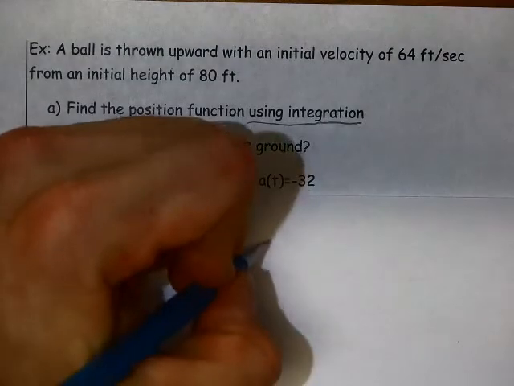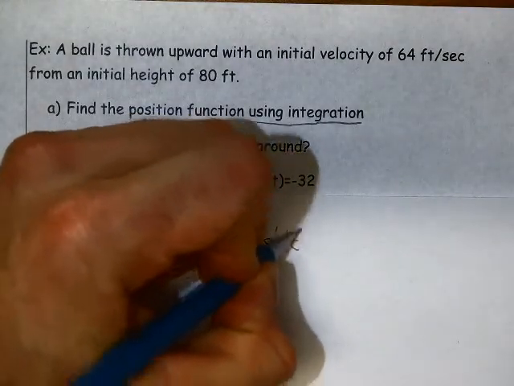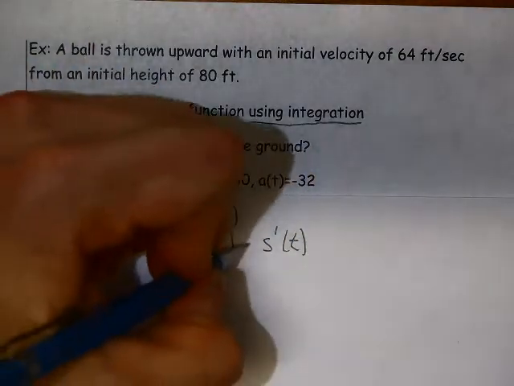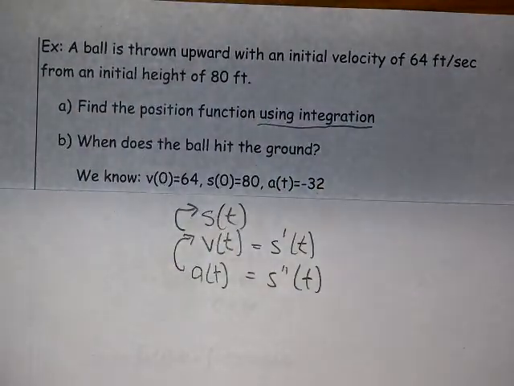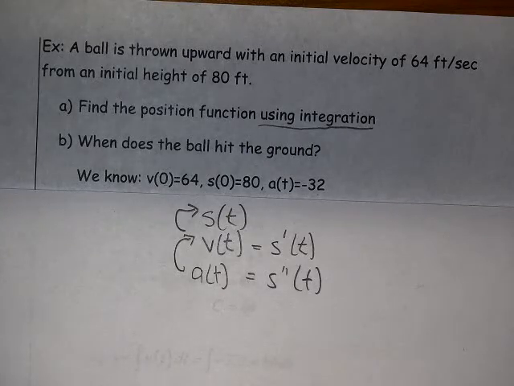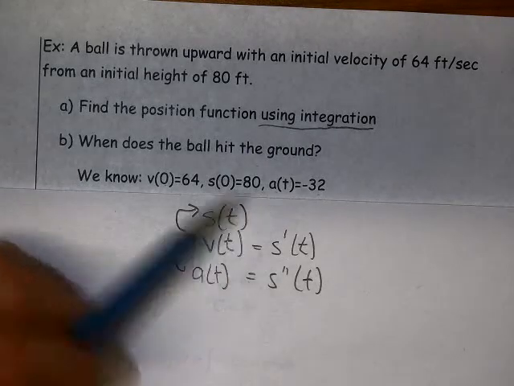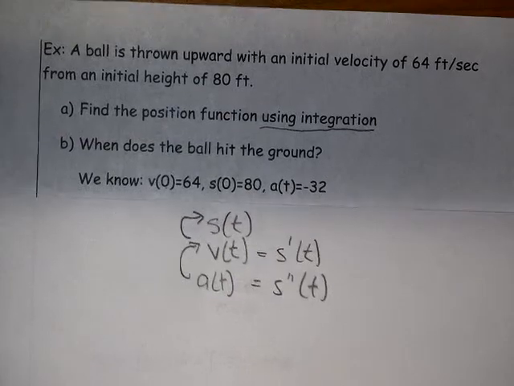Right? We know the velocity is really the first derivative of the position, and acceleration is really the second derivative of the position. So it's just like this last problem that we did when we had f double prime and we wanted to find f. Here we have a, the acceleration, and we want to find the position function.